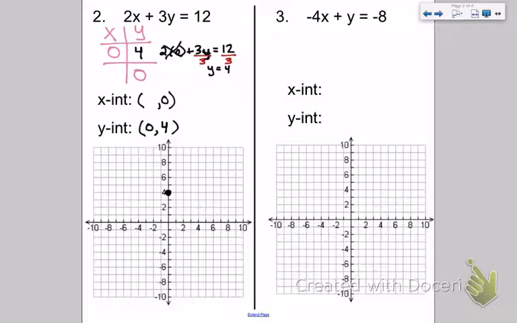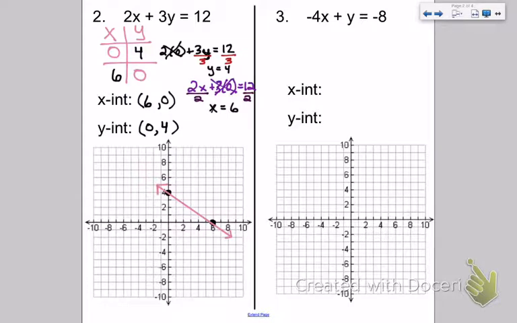Let's go ahead and plug in 0 for y. So I get 2 times x plus 3 times 0 equals 12. 3 times 0 is just 0, so I'm going to cross out that term. And now to get x by itself, I need to divide both sides by 2. Once I do that, x by itself finally is equal to 12 divided by 2, which is positive 6. So I can fill that in my table, fill it in for my x-intercept, and plot that point. Now that we have 2 points, we have a line, so I'm going to go ahead and graph that.